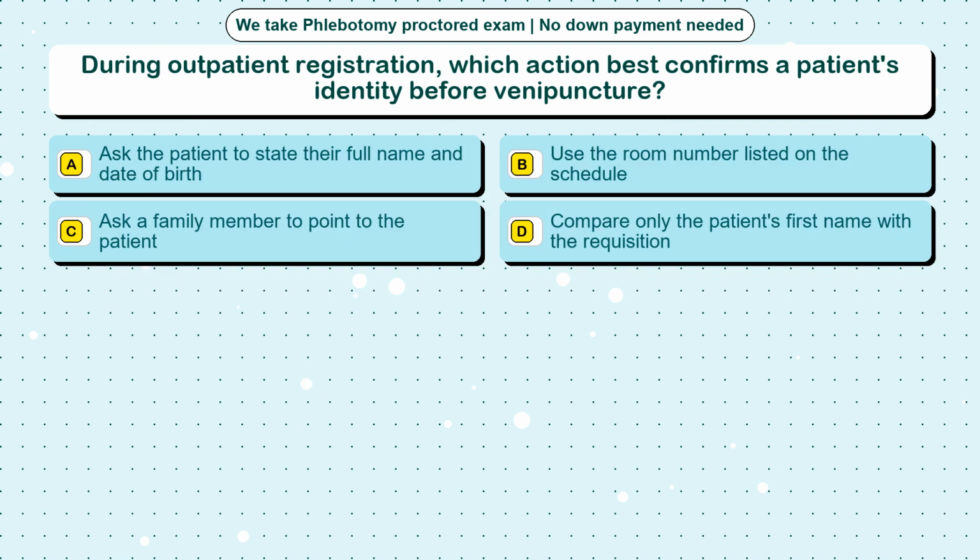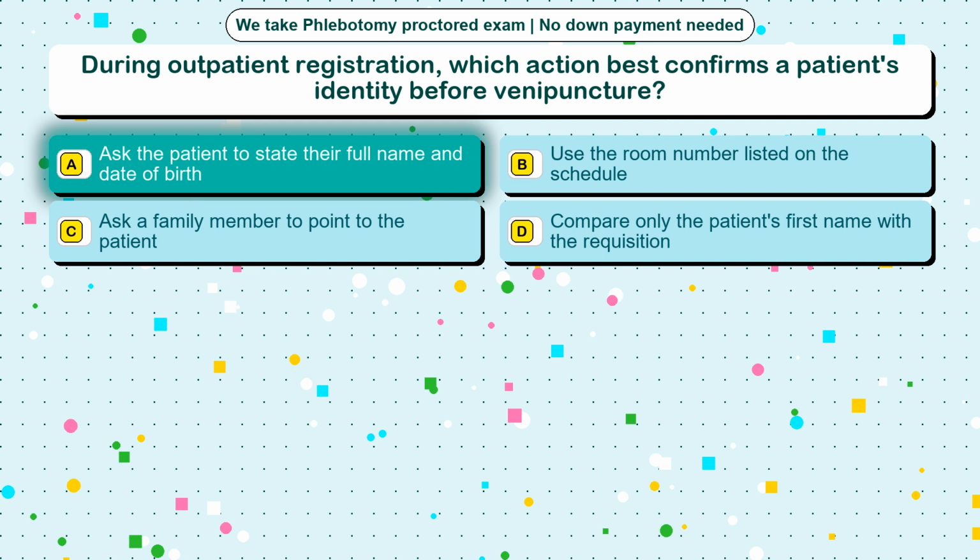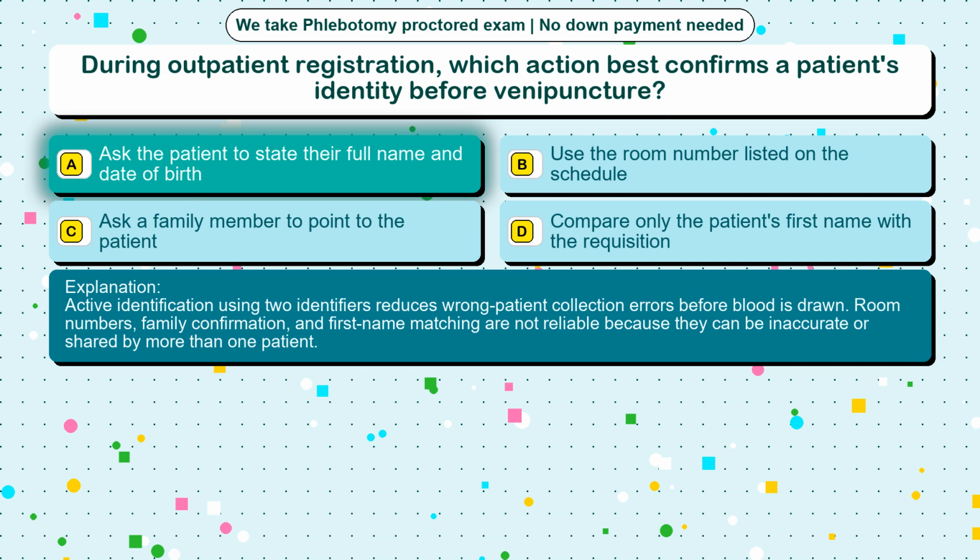Question 41. During outpatient registration, which action best confirms a patient's identity before venipuncture? Option A. Ask the patient to state their full name and date of birth. Option B. Use the room number listed on the schedule. Option C. Ask a family member to point to the patient. Option D. Compare only the patient's first name with the requisition. The correct answer is option A. Ask the patient to state their full name and date of birth. Active identification using two identifiers reduces wrong patient collection errors before blood is drawn. Room numbers, family confirmation, and first name matching are not reliable because they can be inaccurate or shared by more than one patient.